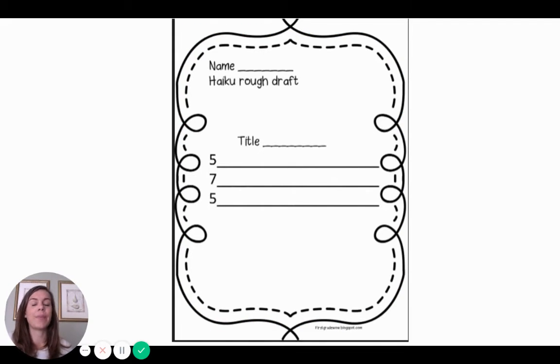This is a template where you could write your haiku poems. It shows where you can write the title. Think of a line with 5 syllables, 7 syllables, and then 5 syllables again. Let's look at some examples.